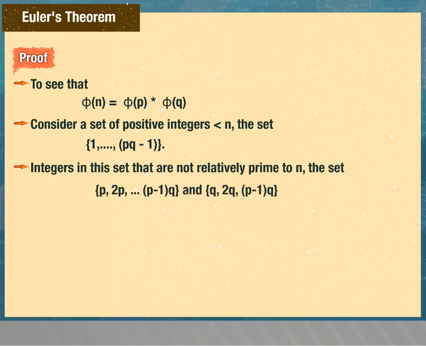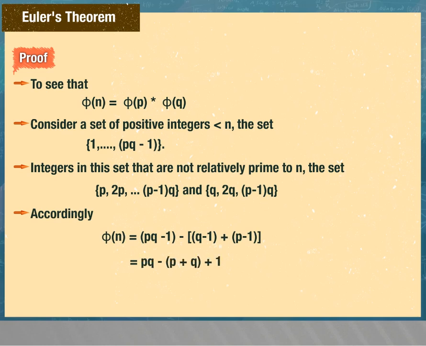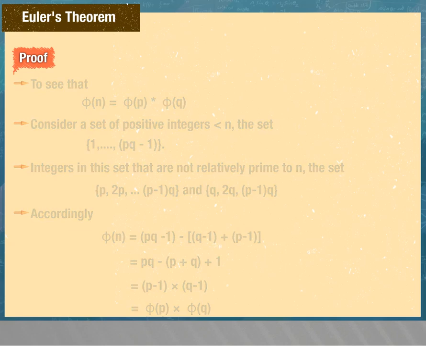The set p, 2p and so on up to q minus 1 into p, and q, 2q and so on up to p minus 1 into q. Accordingly, phi of n is equal to pq minus 1 minus q minus 1 plus p minus 1, which is equal to pq minus p plus q plus 1, which is equal to p minus 1 into q minus 1, which is equal to phi of p into phi of q.